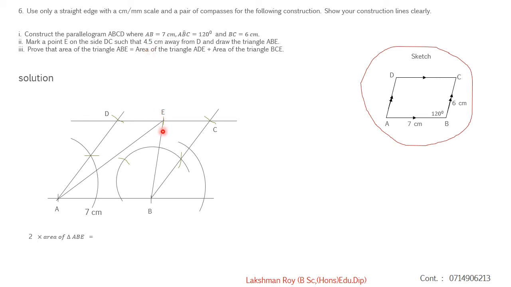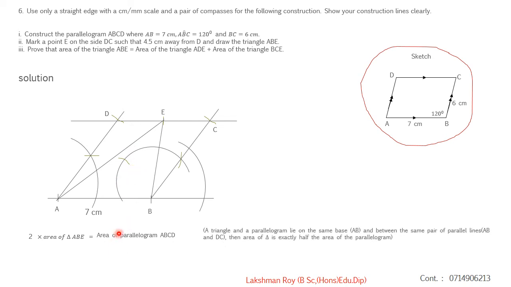So you can see here, using that above theorem. I'll explain the theorem. You can write here 2 times area of the ABE triangle. This is my ABE triangle. So I can write area of the parallelogram. So that is the theorem.